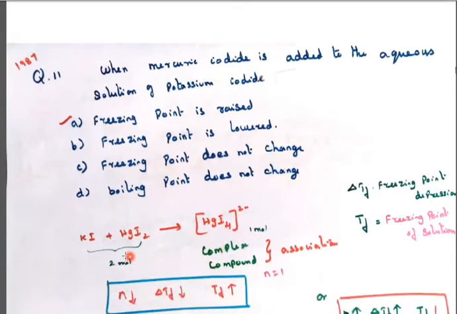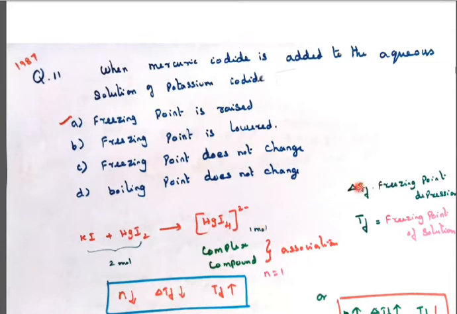Here potassium iodide is added to mercuric iodide. So we are getting HgI4 2-, a complex. It is only 1 mole. It is a complex compound. It is due to the association, that is n is equal to 1. Number of moles is equal to 1.